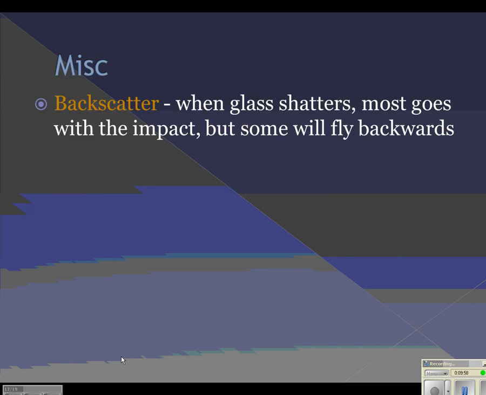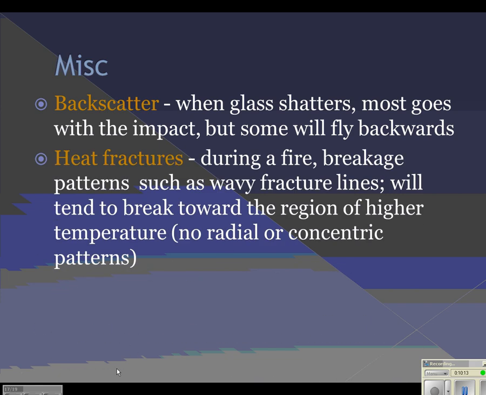I have some other information about glass. Backscatter is a phenomenon when glass shatters. Most of it goes forward with the impact, but some of it flies backwards, and those pieces of glass might be caught in fibers or parts of clothing, shoes, that can be traced back to the crime scene.